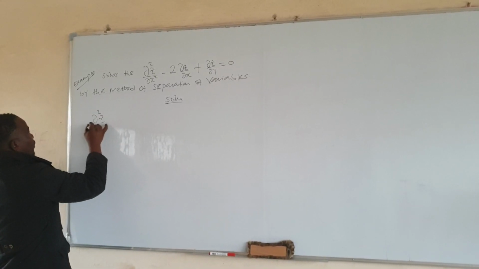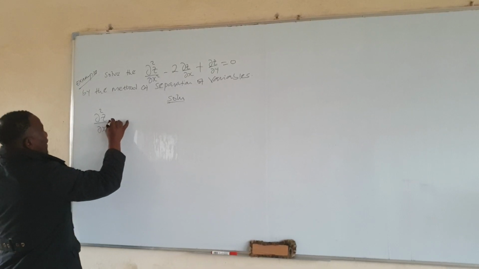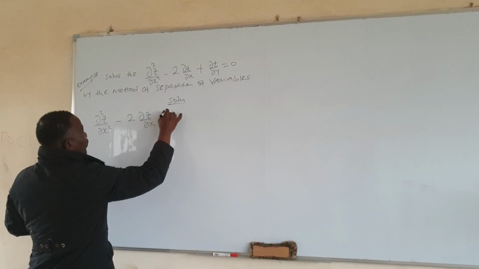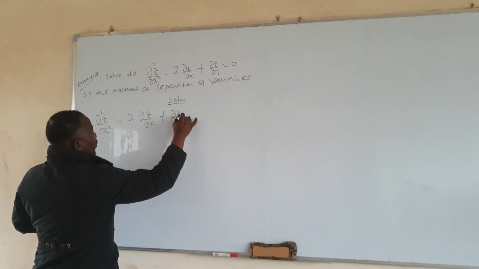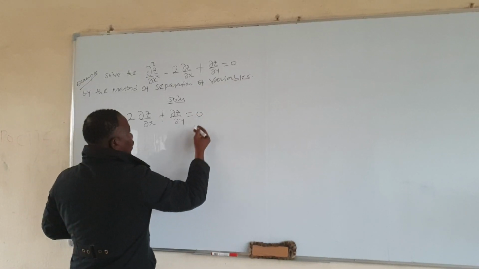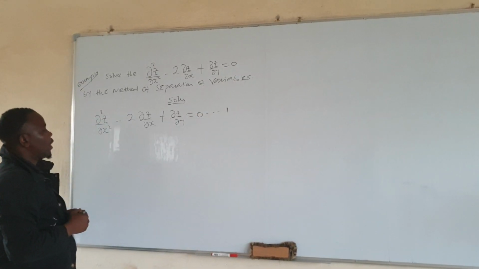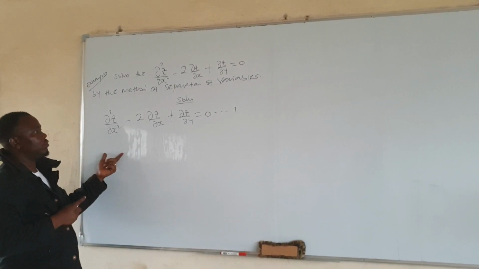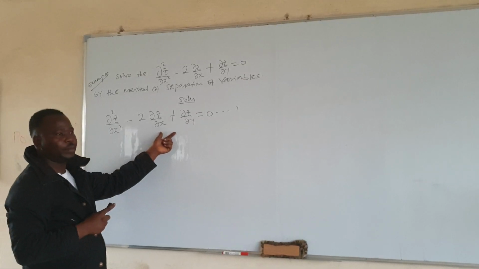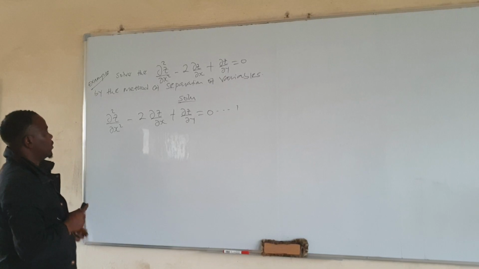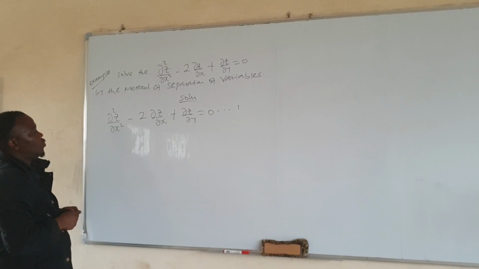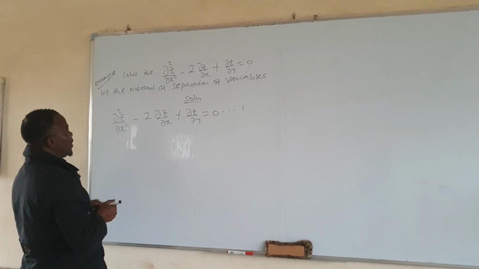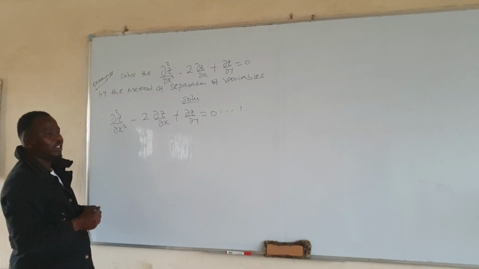Partial square z all over partial x square minus 2 partial z all over partial x plus partial z all over partial y equals 0. Let's name this equation 1. Now, I want to use separation of variables to solve this second order partial differential equation. But first, how can we obtain the solution of this PDE?